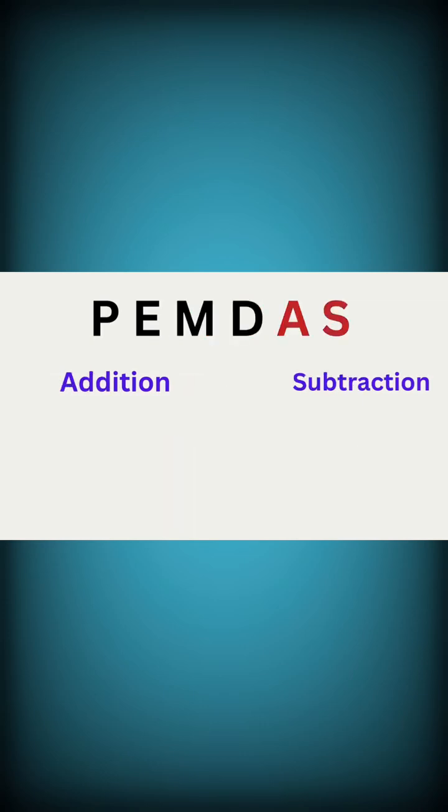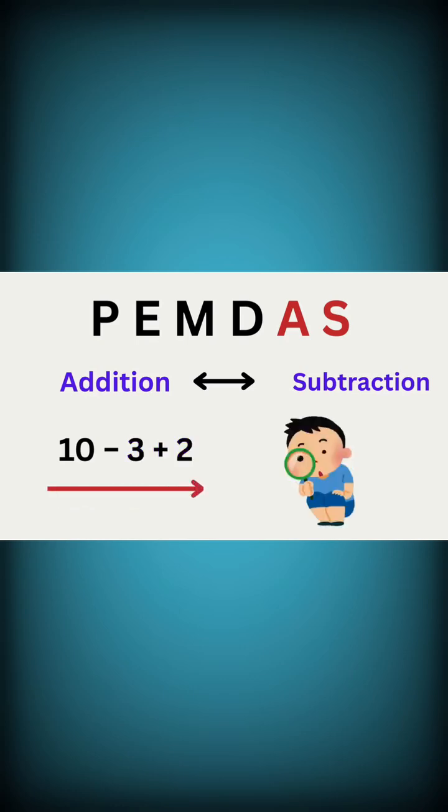Finally, the last step is addition and subtraction. Just like before, they are also equal. You don't always add before you subtract. Again, you move from left to right and solve as you go. This order keeps everything consistent. Without it, 2 people could do the same problem in 2 different ways and get 2 different answers. Now let's use that idea to solve the problem correctly.